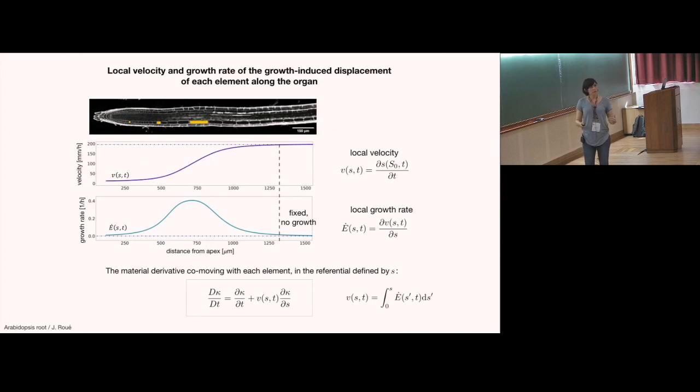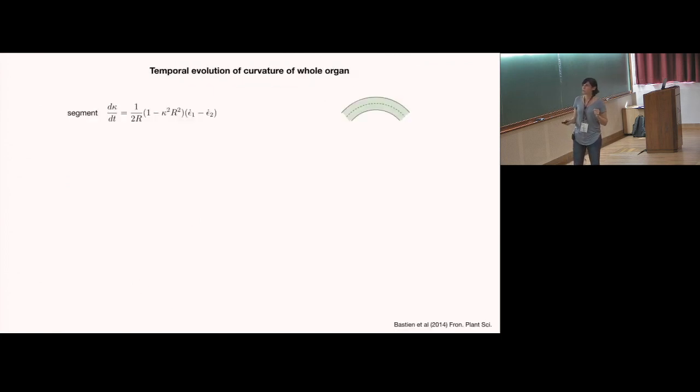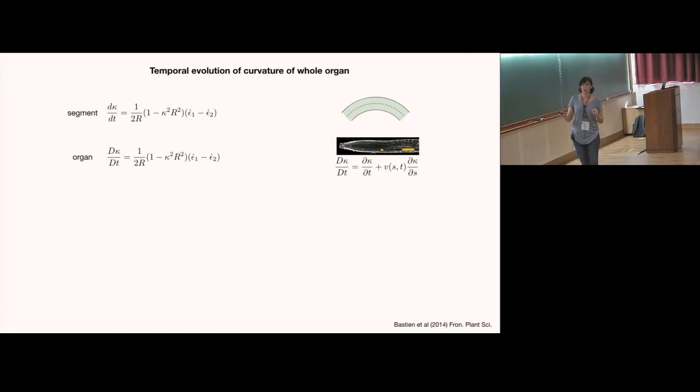So now, remember that in the previous slide we had the derivative in time for kappa, but the regular derivative. Now we have to do some changes. This is our segment from before, a single segment. Now we change this regular derivative with the material derivative. Okay? So now this is at the level of the whole organ.